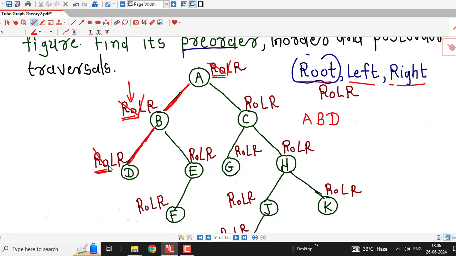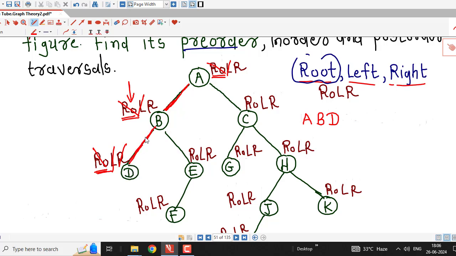So I am writing root D here. After that we have to go towards the left subtree of D, but there is no left subtree here, so we cancel L. Now we are going towards the right subtree of D, so there is no right subtree of D also, so here I cancel capital R. Now we are going back in this direction.